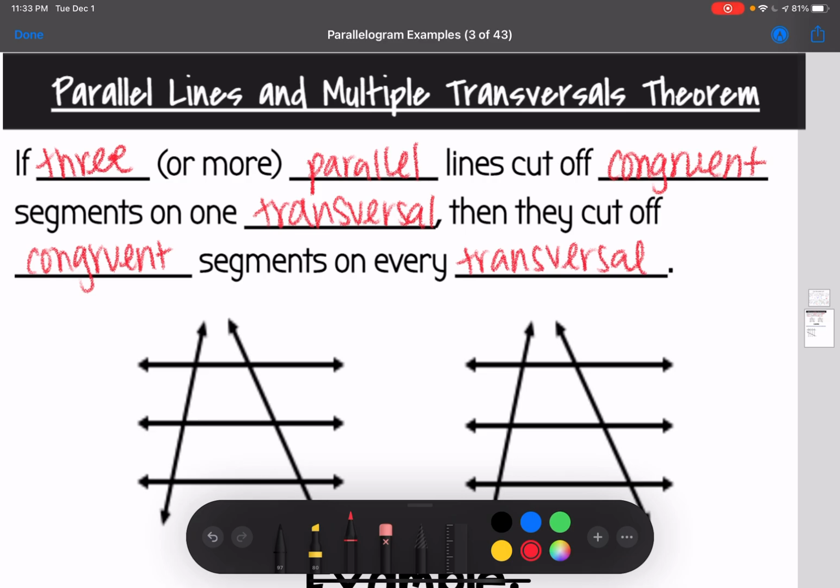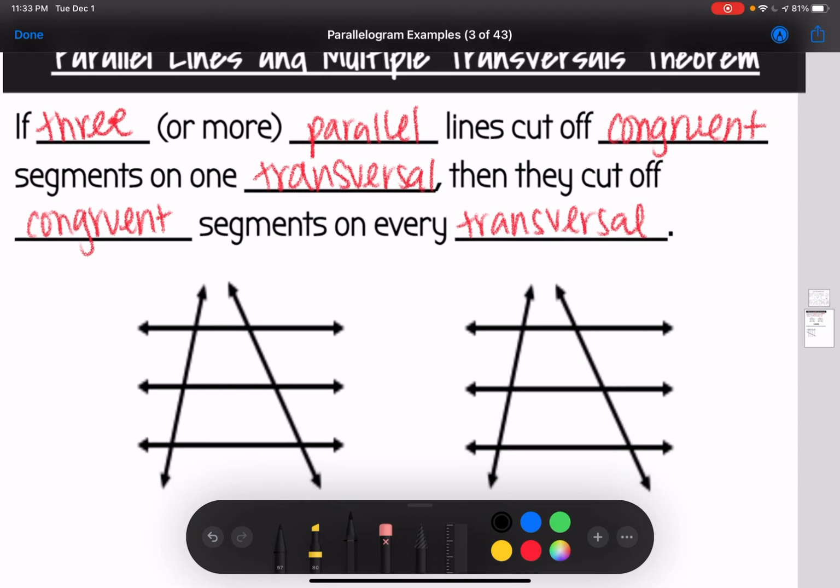Right? And I do have this on the back of these examples, and we're going to tape it in. I want you to go ahead and label this up. And I'm going to go this way. A, B, C, D, E, F. Same thing here. And the reason why I'm doing that is because I'm going to have my if statement here, and then on the other side, my conclusion.